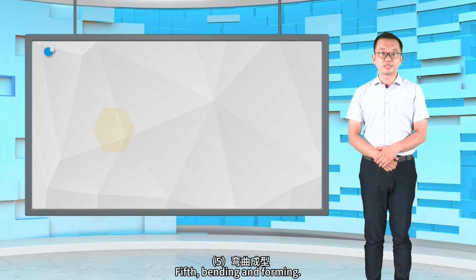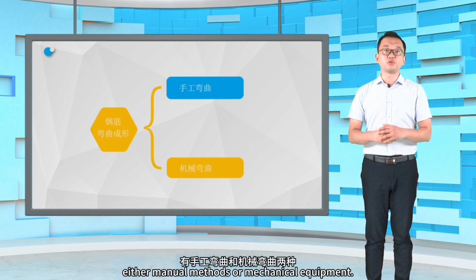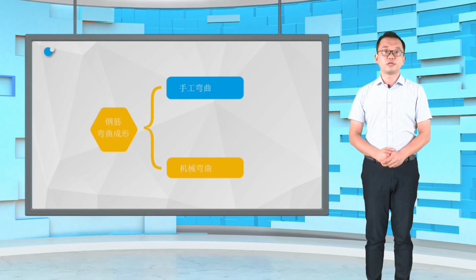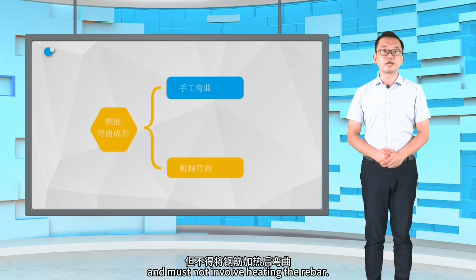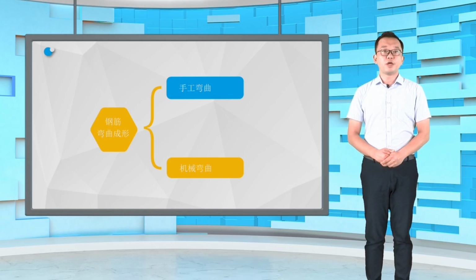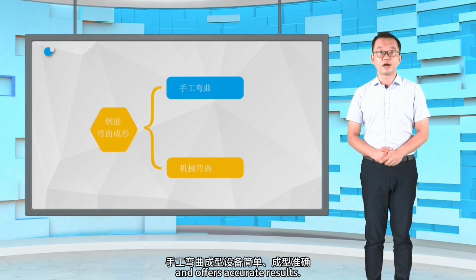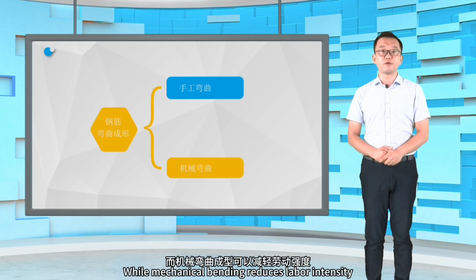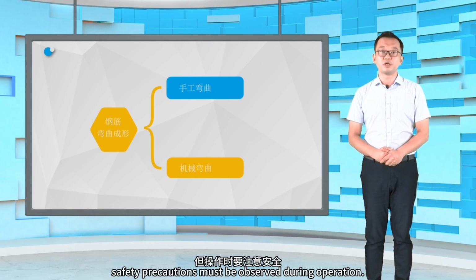Fifth, bending and forming. Rebar can be bent using either manual methods or mechanical equipment. All bending must be done at room temperature and must not involve heating the rebar. Manual bending requires simple tools and offers accurate results, while mechanical bending reduces labor intensity and improves efficiency. Safety precautions must be observed during operation.